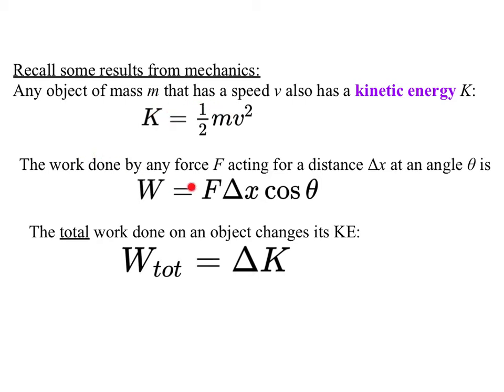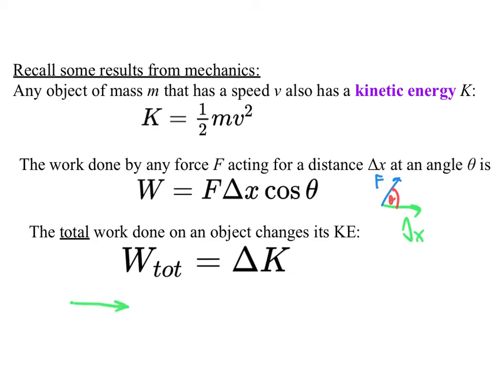The work done by any force F that acts for a distance delta x at an angle of theta is just F times delta x times cosine of theta. All right, and again, that's saying if the thing moves this way, but your force was constant and applied at this angle, then the work is F delta x cos theta. This ends up with a couple of important shortcuts or things we should remember.